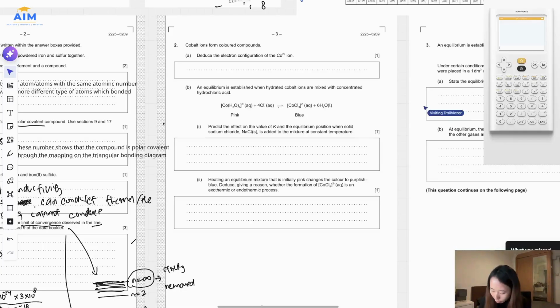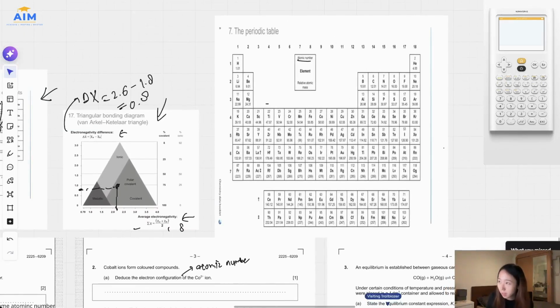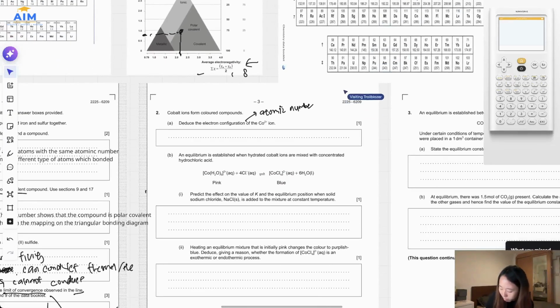So for this second question, deduce the electron configurations of the cobalt 2+ ion. To deduce the electron configurations, we need the atomic number of the neutral atom first. We can see from the booklet, on booklet 7, in the periodic table, that the atomic number is the top one here. It shows that cobalt has 27.